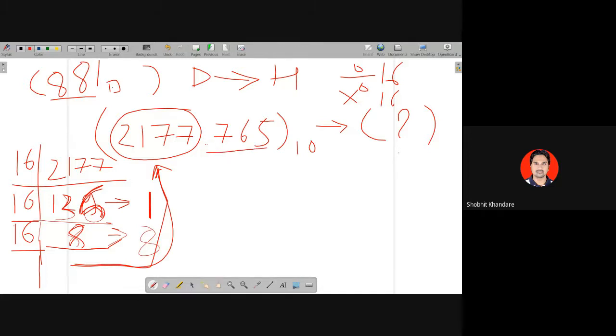Okay, now we have to do with the fractional part. So fractional part is 0.765 multiply by 16. Please do it on the calc and tell me the answer. 12.24.